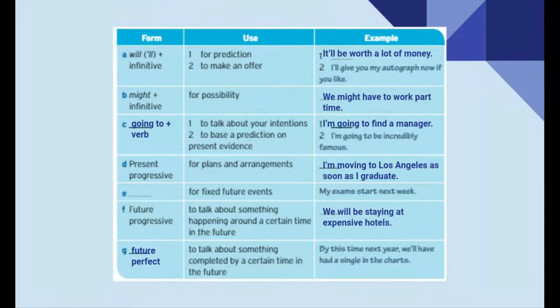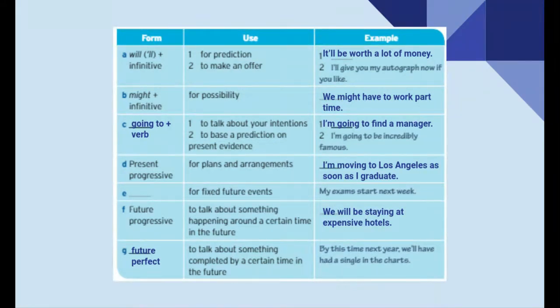I can use going to and a verb to talk about my intentions or to talk about predictions, but in this case, I do have some kind of evidence. For example, I am going to find a manager, that's my intention. I am going to be incredibly famous. Why? Because maybe I have a lot of followers on Instagram and I'll have a lot of likes on YouTube. So, I mean, I have some kind of proof, I have some evidence.